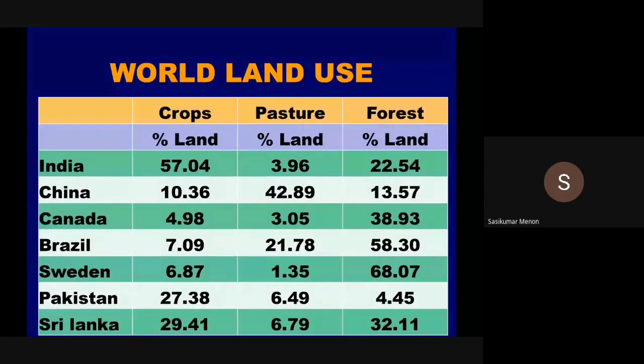If you look at the world land use, India is very high in using it for crops. Whereas you find it in Brazil or Sweden, it is more of forest. Now, this is a very important thing. Now, if you look at planet Earth, we talk about all these things. Look at planet Earth. What are we doing?